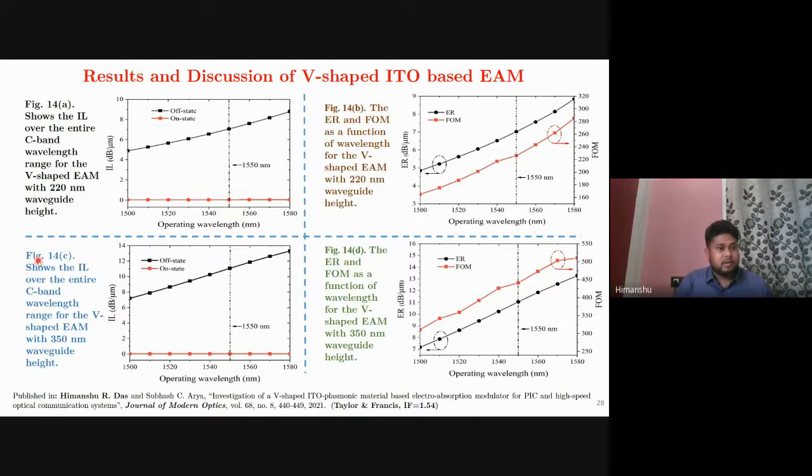Now for the EAM with 350 nanometer waveguide height, the IL at off-state was observed to be around 11.06 dB per micrometer, and at on-state it was around 0.025 dB per micrometer. From here we calculate the ER and FOM, which is 11.04 dB per micrometer for the 350 nanometer waveguide height device, and the FOM is around 441.